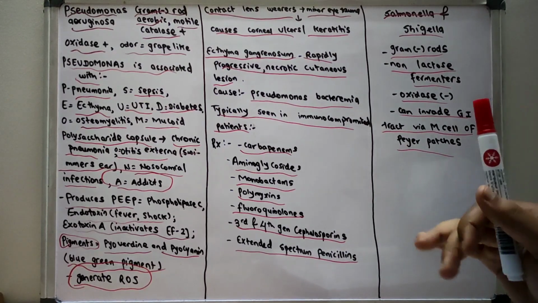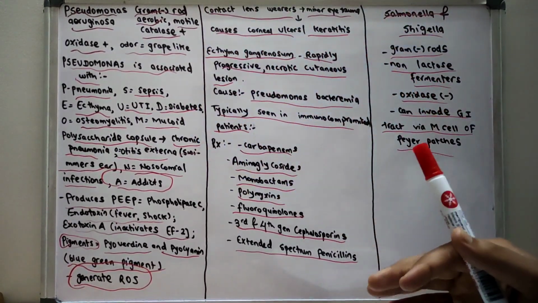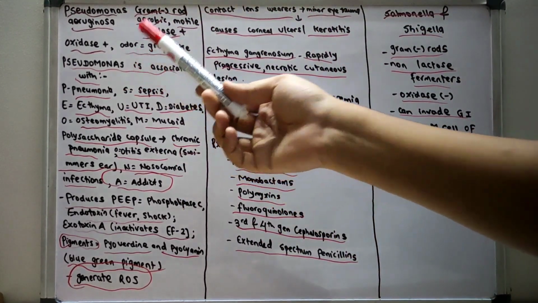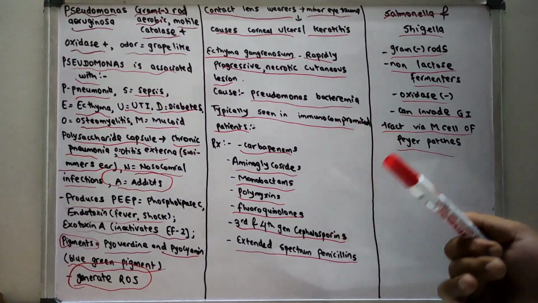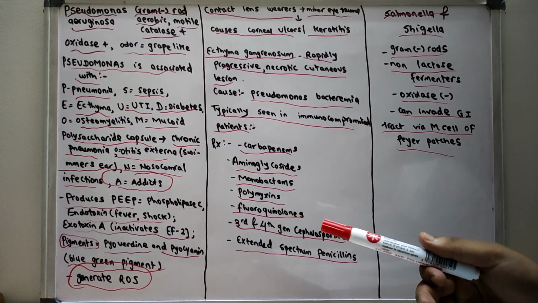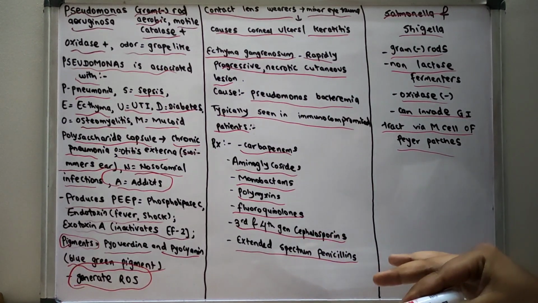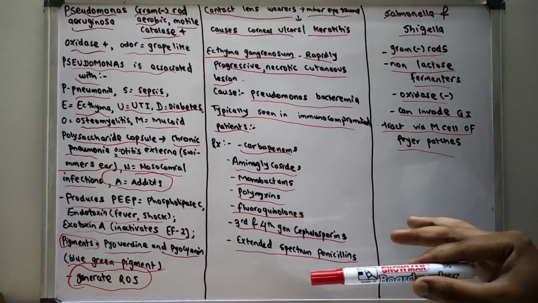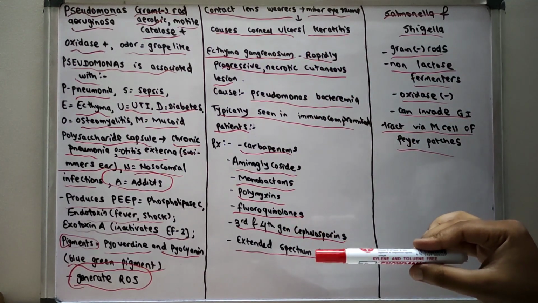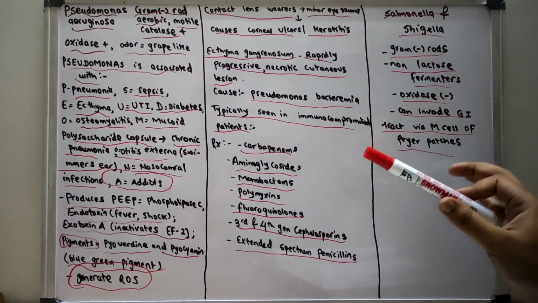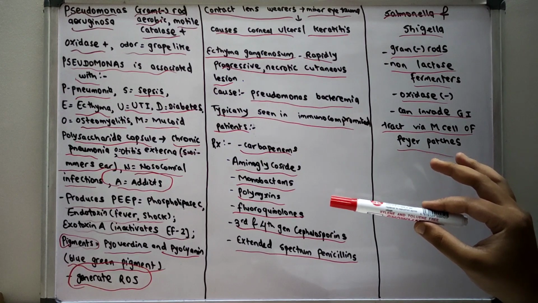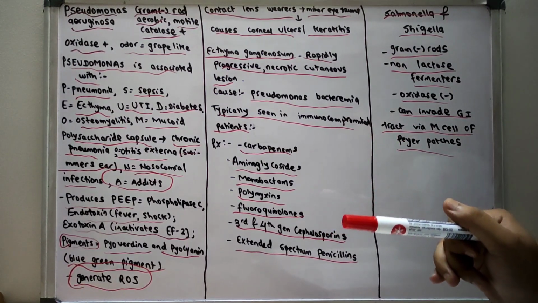You can also remember Pseudomonas with the mnemonic PSEUDOMONA: P stands for pneumonia, S for sepsis, E for ecthyma, U for UTI, D for diabetes, O for osteomyelitis, M for mucoid polysaccharide capsule, O for otitis externa, N for nosocomial infection, and A for addicts. You have to know about ecthyma gangrenosum. It is a rapidly progressive necrotic cutaneous lesion caused mainly by Pseudomonas bacteremia, and these are the various drugs that are used for the treatment of Pseudomonas aeruginosa infection.